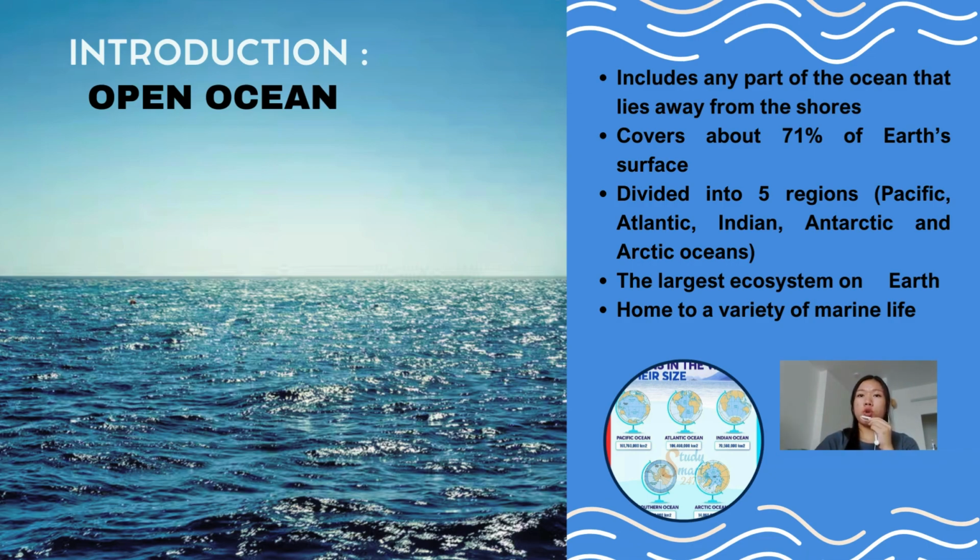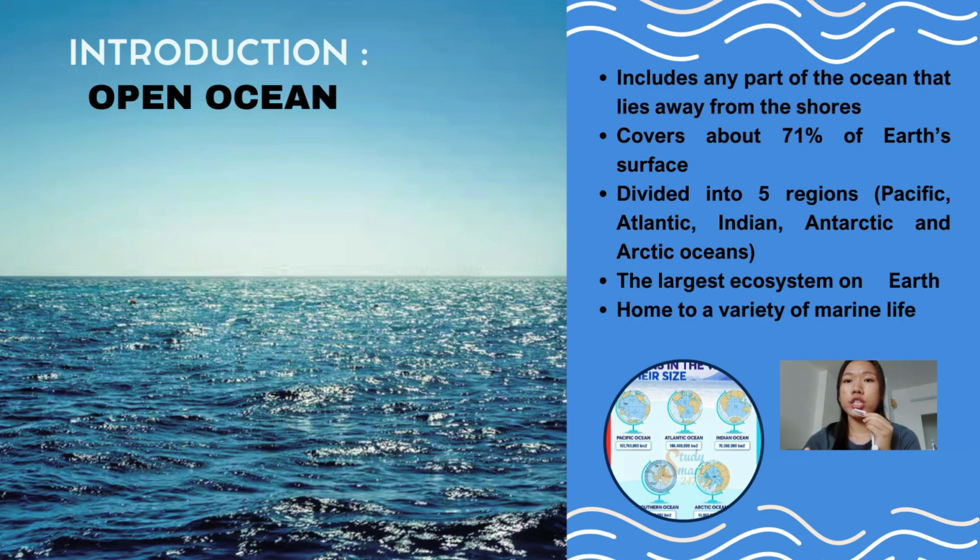Let's talk about open ocean. The open ocean is an area of the ocean that includes any part of the ocean that lies away from the shore. Covering over 70% of the Earth's surface, the open ocean plays a crucial role in regulating climate, supporting diverse marine life, and influencing weather patterns.